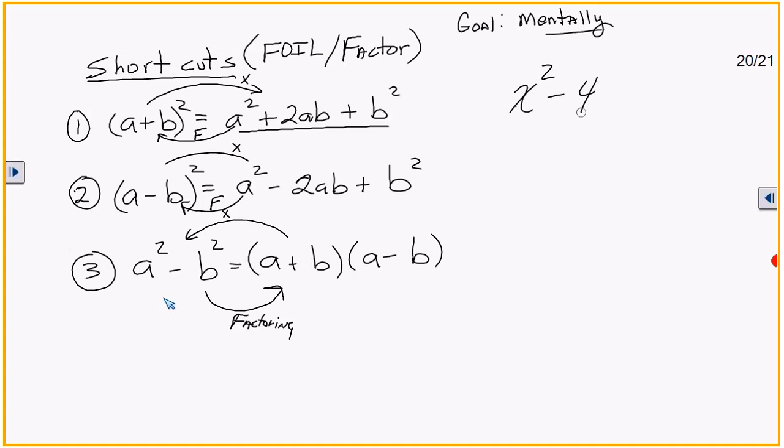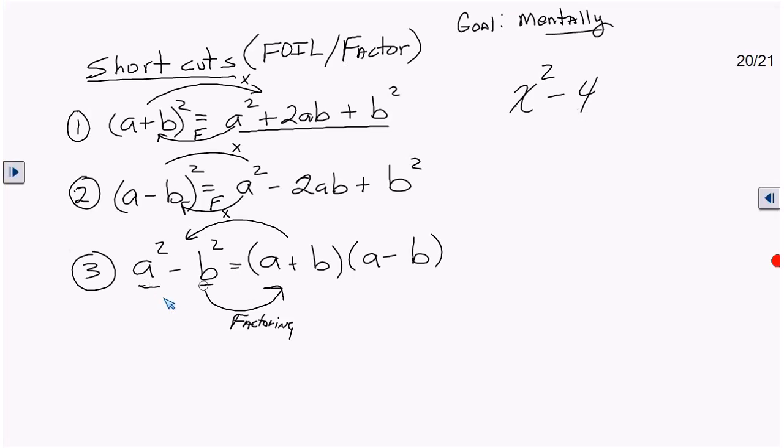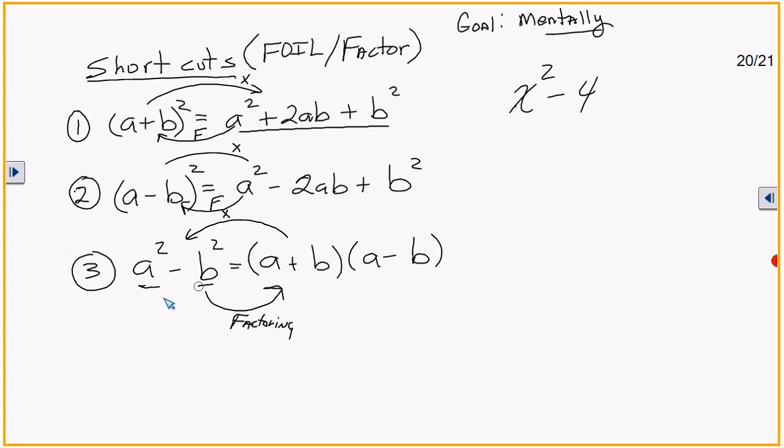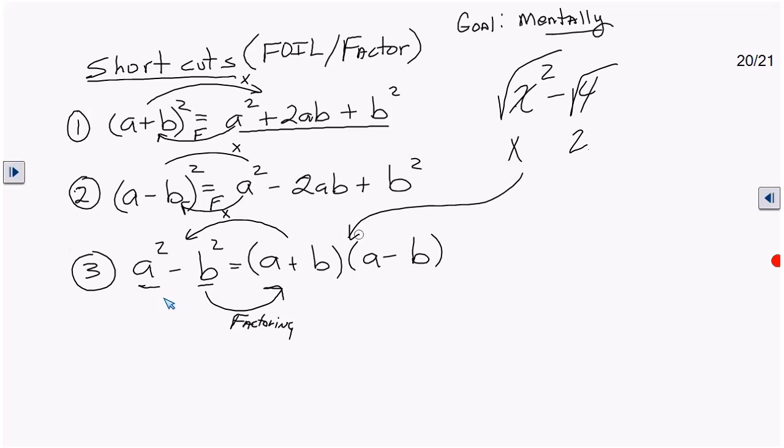Well, I know this one is shortcut number 3 because there's only 2 terms. See? A squared and b squared. And there's no parentheses. So take the square root of this. That's x. Take the square root of that. That's 2. And plug it in the right side. x plus 2 and x minus 2.